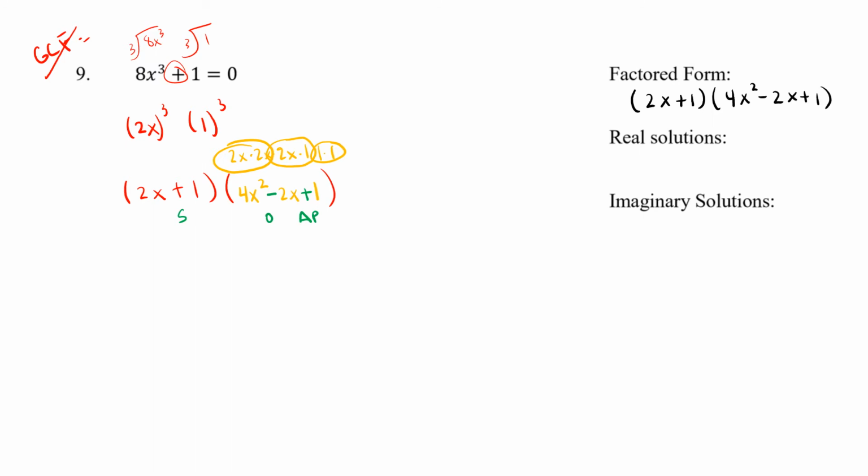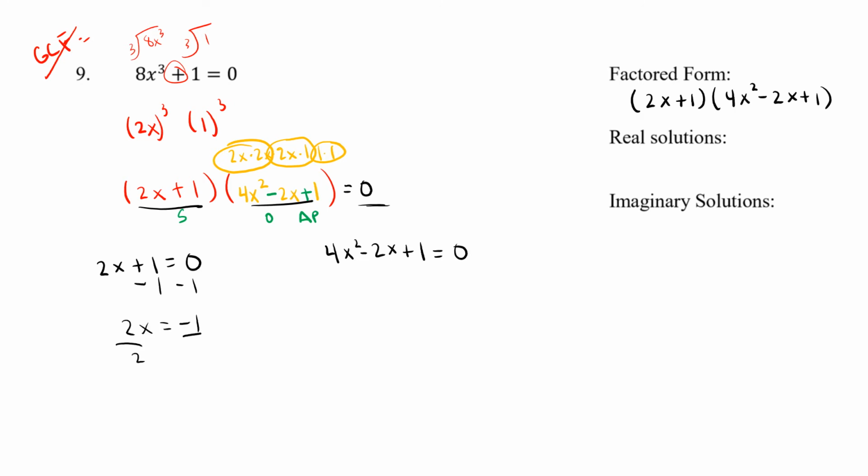Now, to get our real and imaginary solutions, we're solving by factoring. This is really equal to 0, so now we're just going to set each factor equal to 0. 2x plus 1 equals 0. 4x squared minus 2x plus 1 equals 0. Now this one on the left, subtract 1, divide by 2, x equals negative 1/2. That's a real solution, right? Negative 1/2 is a real thing. Even if you hate fractions, negative 1/2 is a thing.